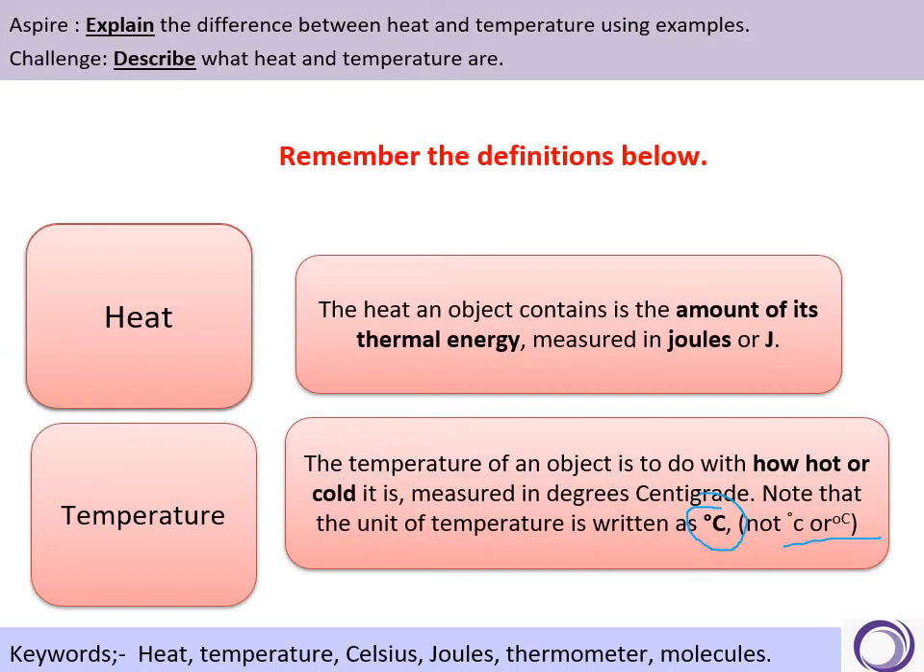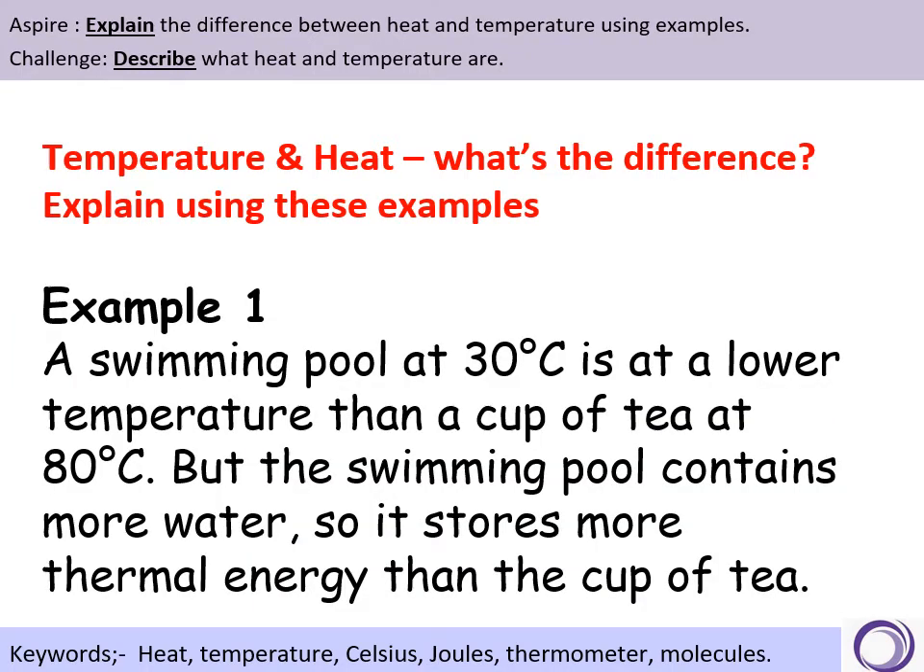What you will need to do is pause the video and get those two definitions down, but have that understanding of what I've just said. So heat, the heat an object contains is the amount of its thermal energy. If there's a large amount of thermal energy, then it will be hot. If there's a small amount of thermal energy, then it will be cooler. I'm not saying it's going to be cold, but it will be cooler. Okay, so there's your heat and temperature. Let's look at some examples.